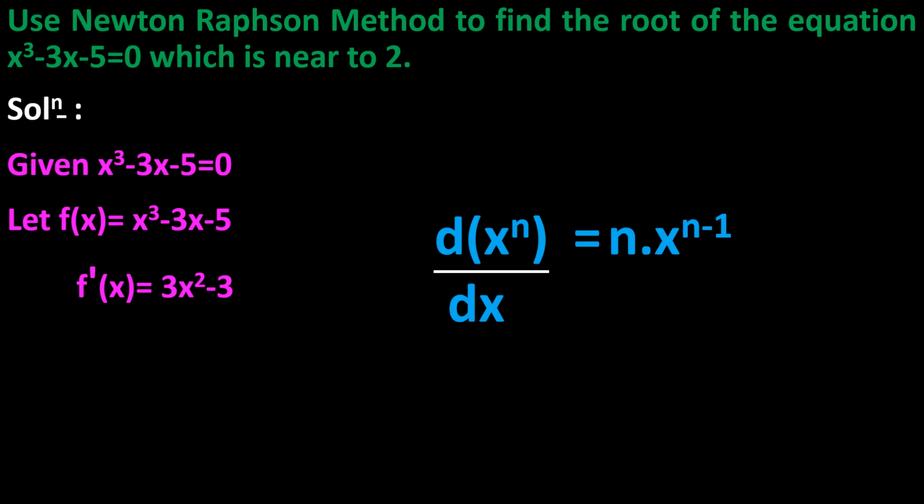And they have also given that the root lies very near to 2, that is, they have given x naught is equal to 2.